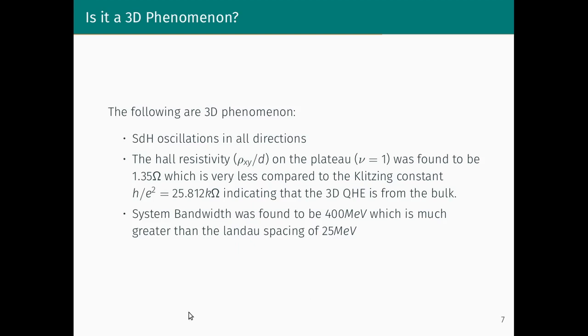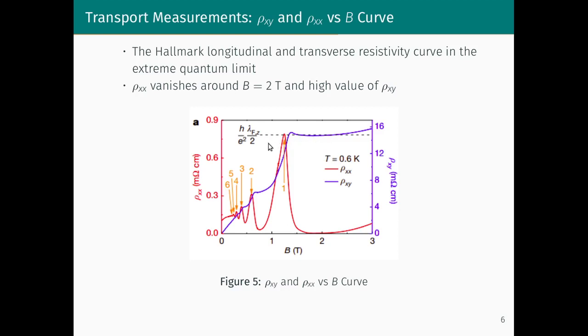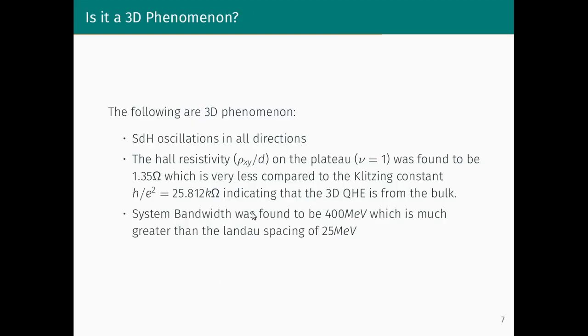So we give the following arguments to prove that this is indeed a 3D phenomenon. The first argument is the SdH oscillations are present in all directions with distinctive frequencies. So that means that the Fermi wave vector is closed in all 3 directions, indicative of a 3D substance. The other argument which we give is when we calculate the Hall resistivity, which is rho xy upon d, where d is the width of the sample, on the plateau where nu equals 1, this region where Landau filling factor equals 1, the Hall resistivity comes out to be 1.35 ohm.